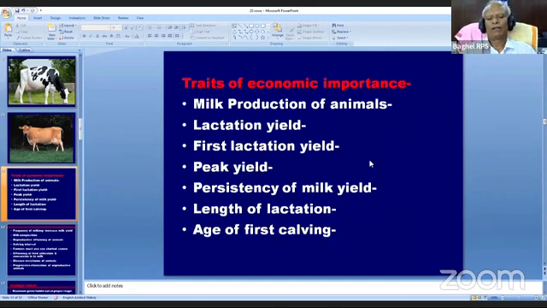Now, our dairy owners should take precaution of all these parameters. They are very important, and if they keep them in mind, it will increase their profit. Milk production of the animals: the animals you are going to purchase, their milk production should be as high as possible.